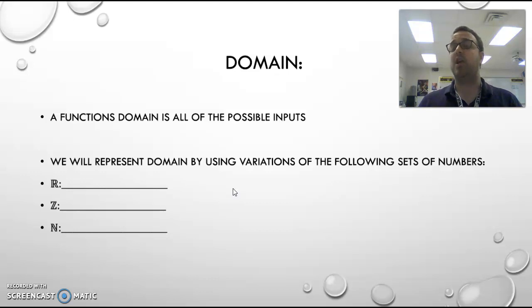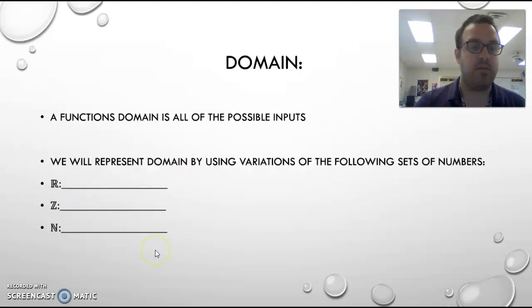We're going to see as we go that this can really change a lot from function to function. Sometimes there are functions where certain numbers we cannot put in, and other times we can put any number we want in. We want to be able to say that. There are a couple of sets of numbers we're going to see from time to time that will show up in terms of the domain. The first one would be all real numbers.